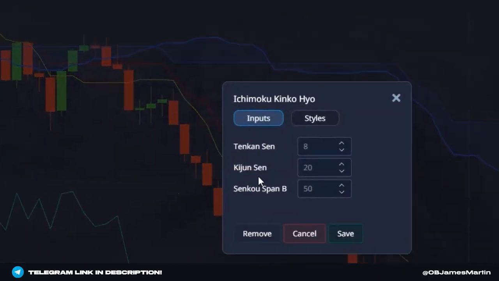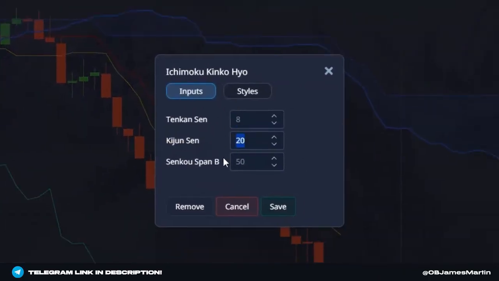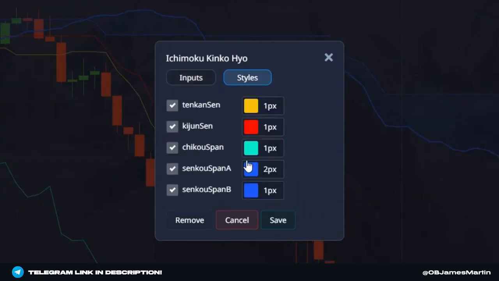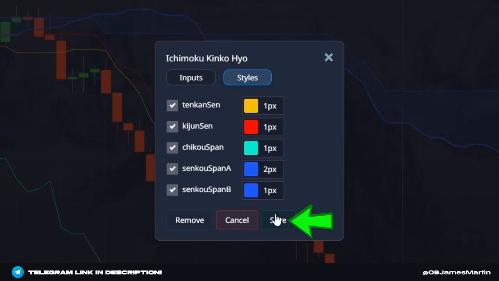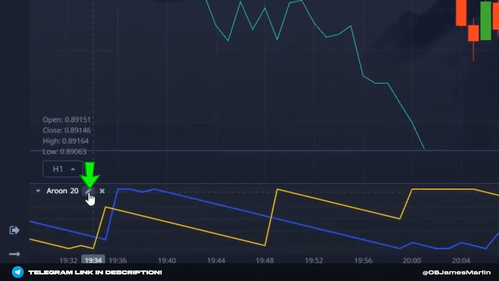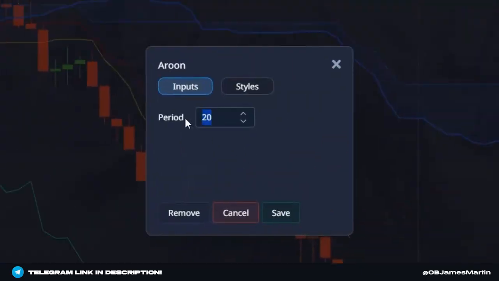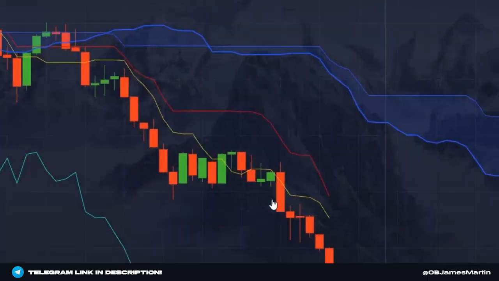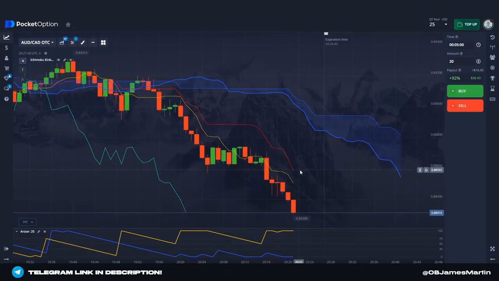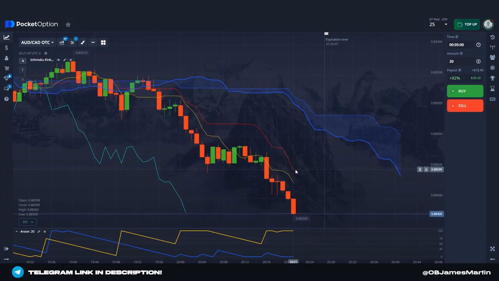Click on pane, edit 20 and 50. Okay, for this style I'm going to choose blue, too, for Span A and B. Click on save. And now Aroon 20, alright, and the style is up to you if you want to change this. Alright, thickness, blue, yellow, and save. Now it's more convenient to work that way. Alright, my friends, great, the account is ready to work.